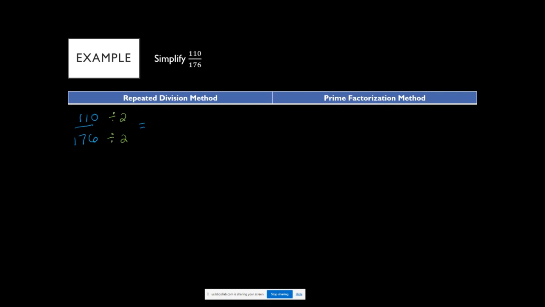So 110 divided by 2, you might want to pull out your calculator unless you happen to know it. This is 55. Now 176 by 2, that one I don't know, so I am going to pull out my calculator for that. Okay, 88. So now we have 55 over 88, and now we want to look at what else I can divide in. I look at 55 and I'm like, okay, there's a 5.